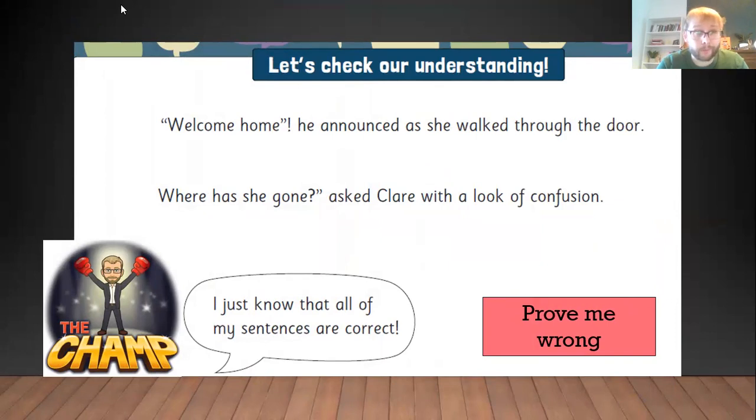Your task is simple. Can you prove me wrong? Have I got all my sentences correct? More importantly, if I haven't, what have I done wrong? So, two sentences for you to have a look at there. Think about all of those rules we've just talked about, and then have a go at explaining, if I've got something wrong, what is it I've got wrong and where is it? Pause the video, have a look at those, correct any mistakes that I've made. Speak to you again in a moment.